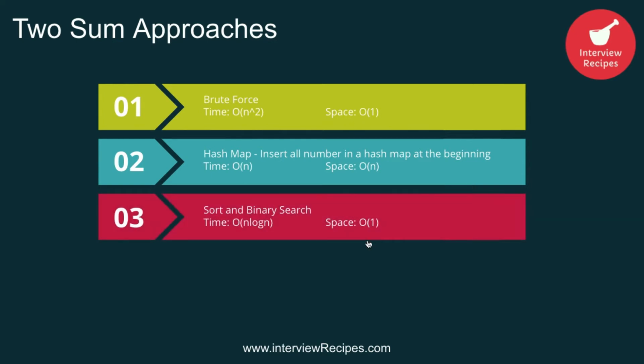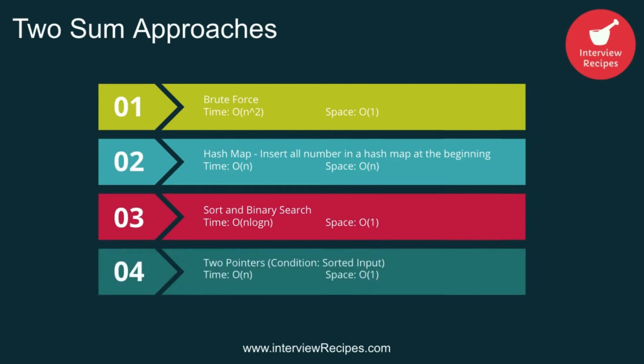The third approach was sorting the entire array at the beginning and then using binary search for searching the appropriate numbers. The time complexity of that solution was n log n. So for the 3-sum problem, it would become big O n square log n, and the space complexity is big O 1. And then finally, we looked at the fourth approach, which was a 2-pointers approach and had time complexity of big O n. Additionally, it had big O 1 space complexity.